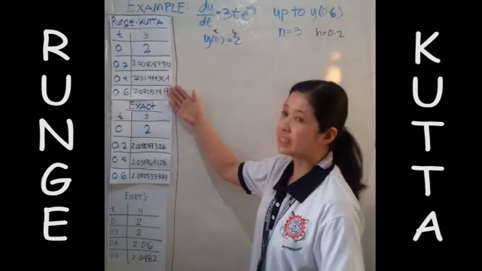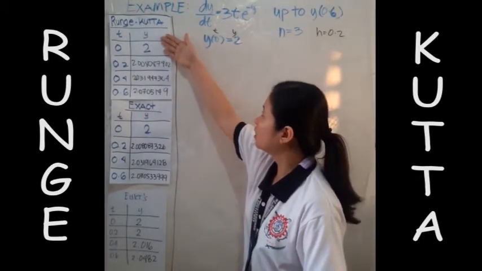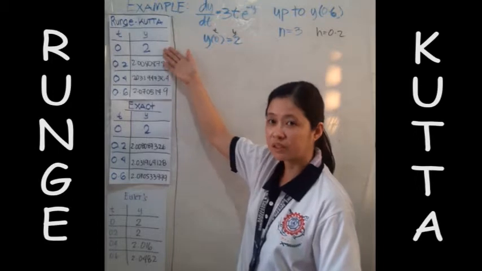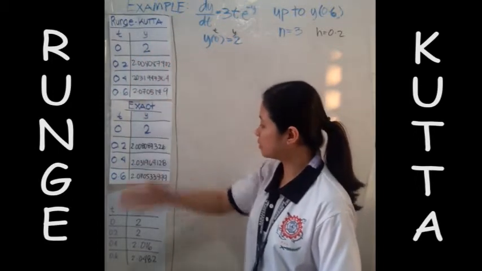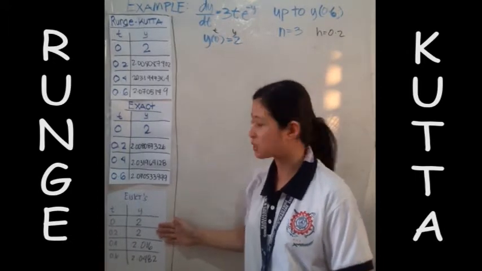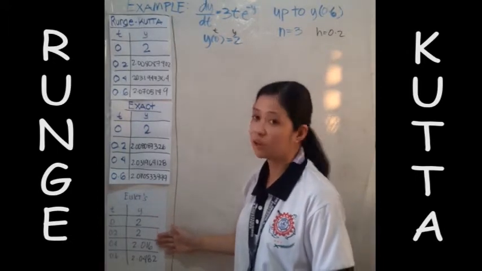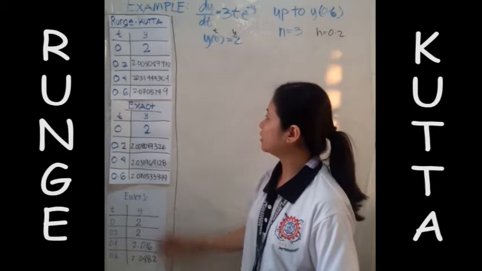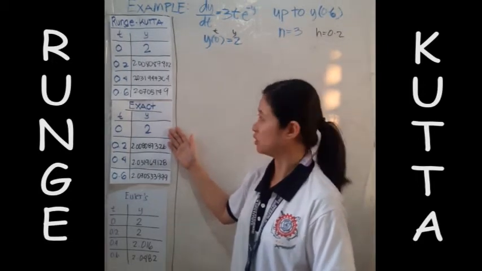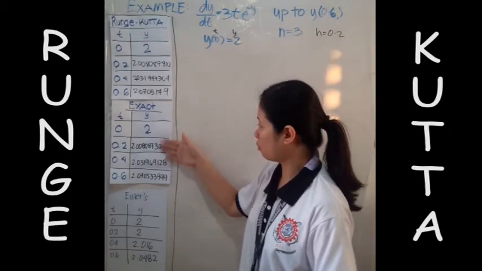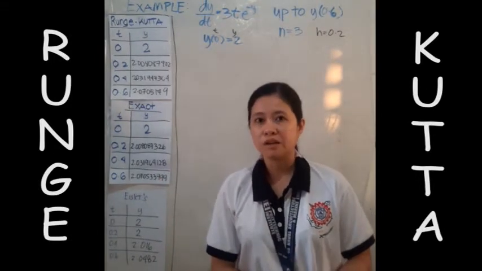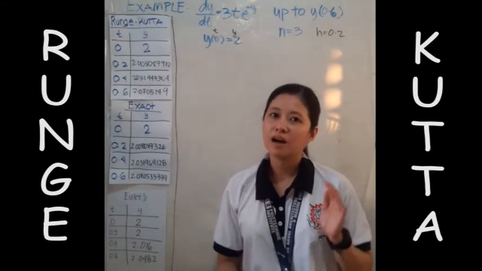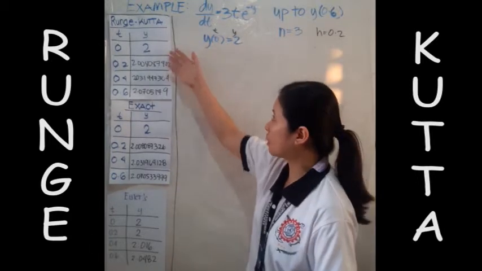So now, we already have the values of y using the Runge-Kutta method, the approximation by Runge-Kutta method, and we also have here the values of y using the Euler's method. And then, using the exact solution, we get the values of y here. So now, we're going to evaluate the errors between the two approximations.